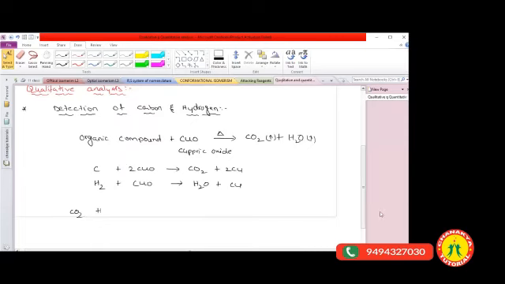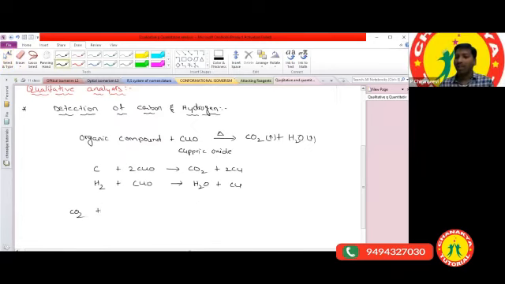Sir, it's Ca(OH)2. Okay, it is correct. Ca(OH)2, calcium hydroxide, is called lime water. So the carbon dioxide released is passed through the aqueous solution of lime water. Lime water is nothing but an aqueous solution of calcium hydroxide.